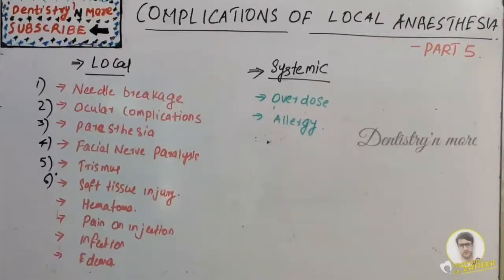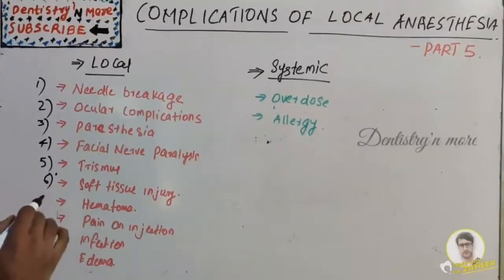Soft tissue injury, we can manage it by providing analgesics for pain and antibiotics if there is any infection, warm saline rinse to help decrease the swelling, and petroleum jelly to cover the lesion and minimize the irritation.